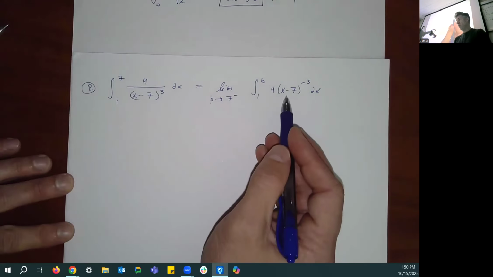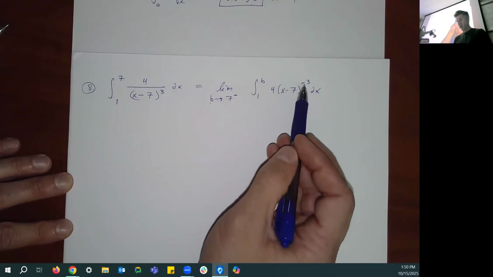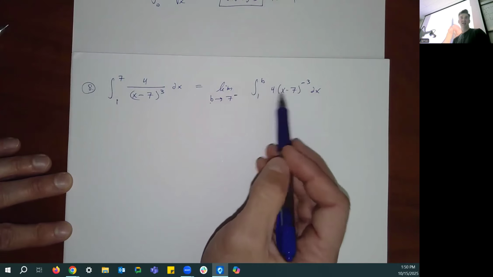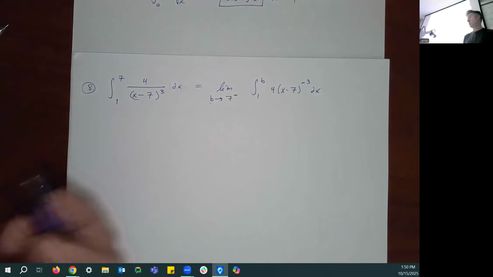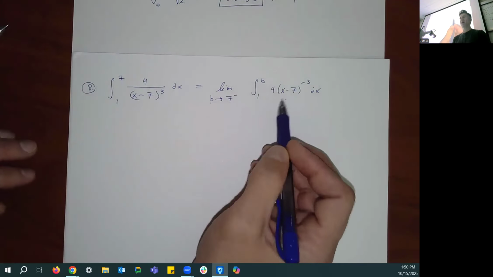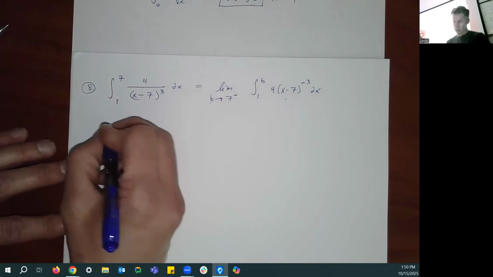You could do a u sub here. I don't really think you need to, right? We know that the integral of x to the negative 3rd is x to the negative 2nd divided by negative 2. This minus 7 doesn't really change anything. Or if you did the u sub, u would equal x minus 7 and du would be just dx. So again, if your u is x plus a number or x minus a number, you can kind of get away without doing it. So let's just not.